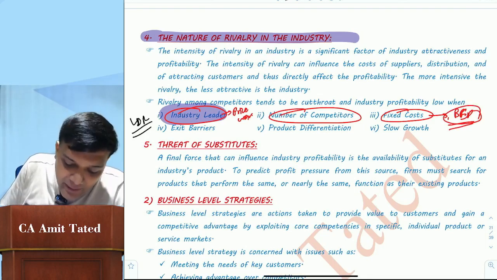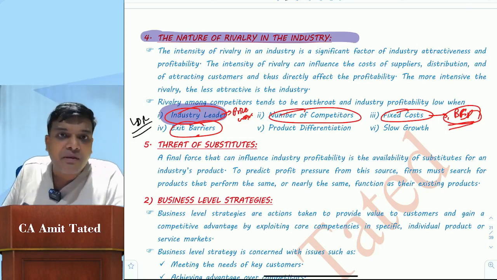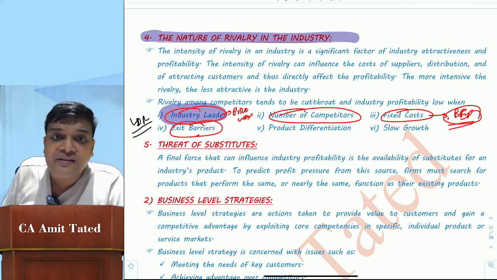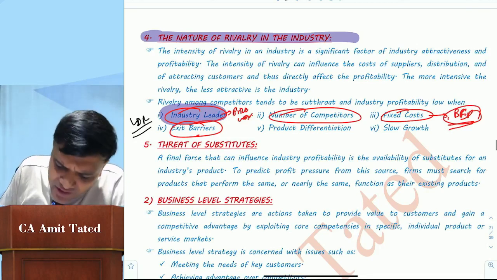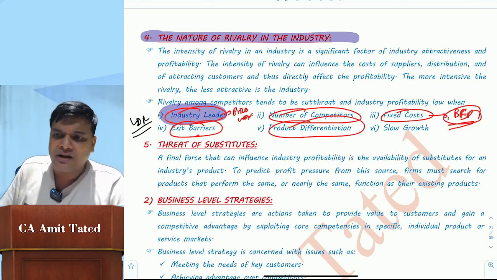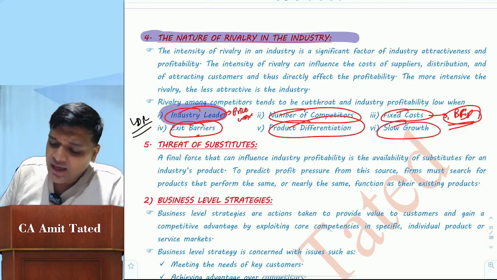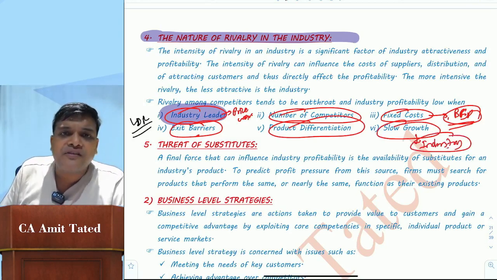Competitor point: exit barriers. If there is a barrier in exit, meaning I can't leave the industry very easily, I have machinery and other things, and I can't leave this industry easily, this is a big problem for rivalry in the industry. Product differentiation: if my product is different and your product is different, it will definitely have an impact on rivalry. And most important, slow growth. Slow growth of what? Industry. If the industry has slow growth, the profit is reduced.